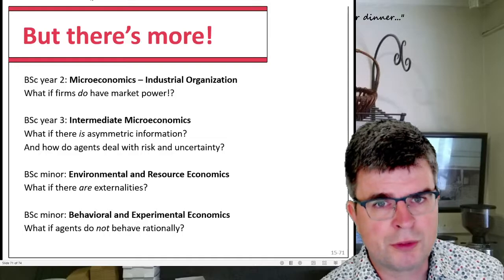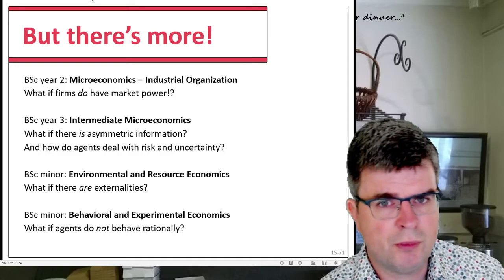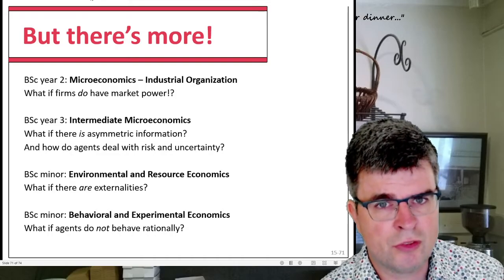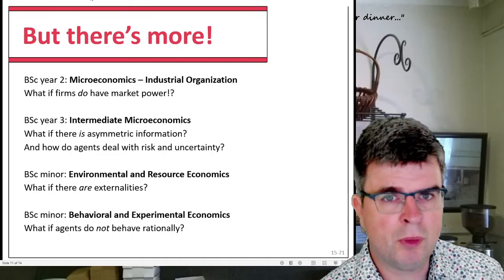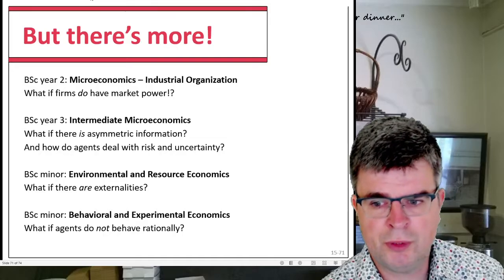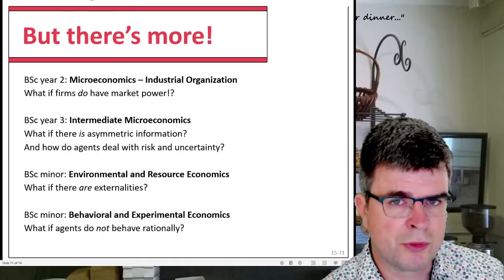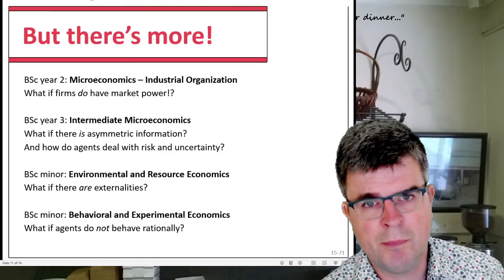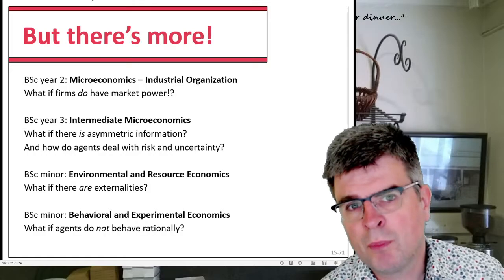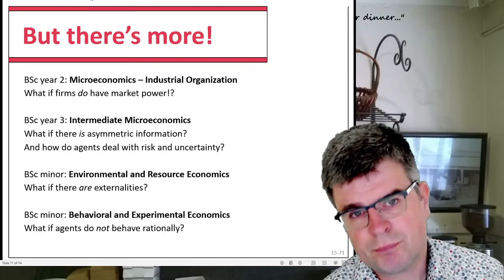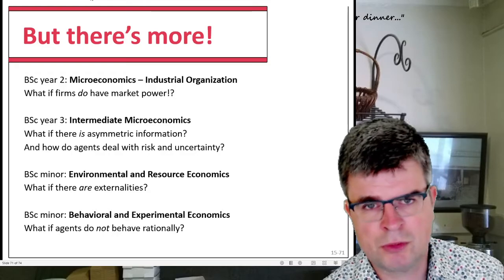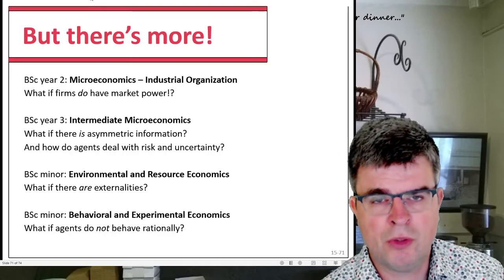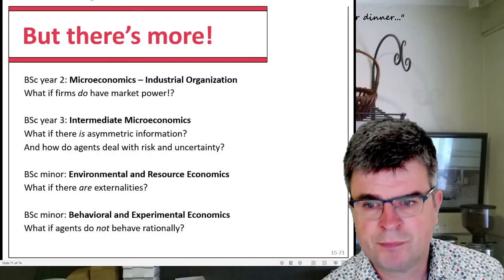Then there's a minor course in environmental and resource economics. So that will emphasize externalities, especially the negative externalities of pollution, and how to design policies to fight pollution. And there's another minor course in behavioral and experimental economics, where we also lift some of the assumptions that we maintained throughout this course. What happens if players do not always act rationally, but sometimes also use rules of thumb or heuristics to determine their choices?